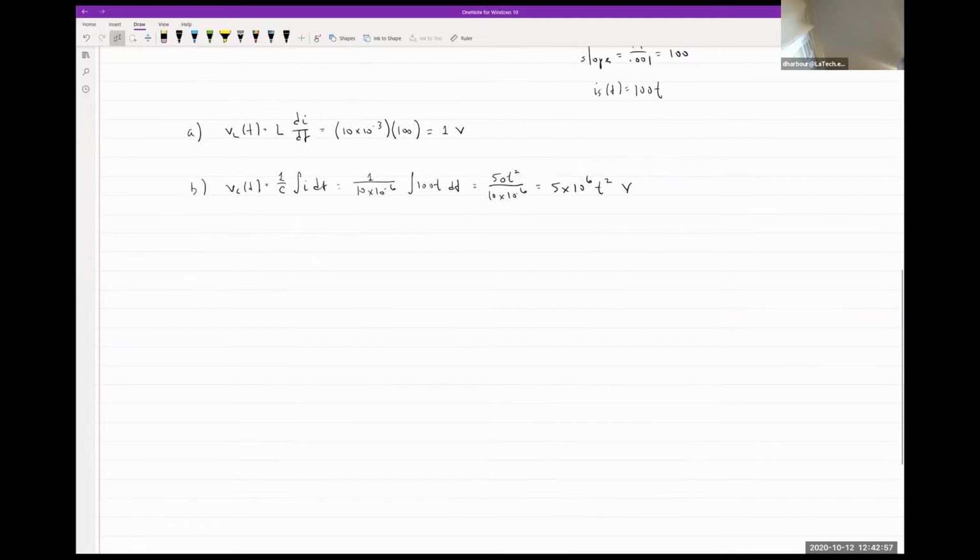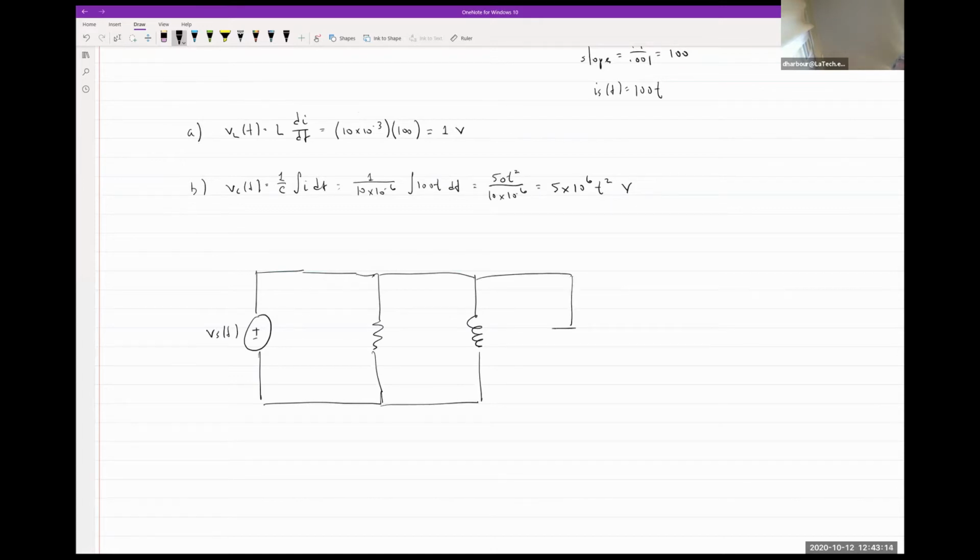So, looking at one where things are in parallel, where we have a Vs of t, we don't know it. But maybe we've got a resistor and an inductor and a capacitor. And in this case, we have 1 ohm, 1 Henry, and 1 farad. The initial conditions are that Vc of 0 is 10 volts, and IL of 0, the initial condition on the inductor, is 0 amps.